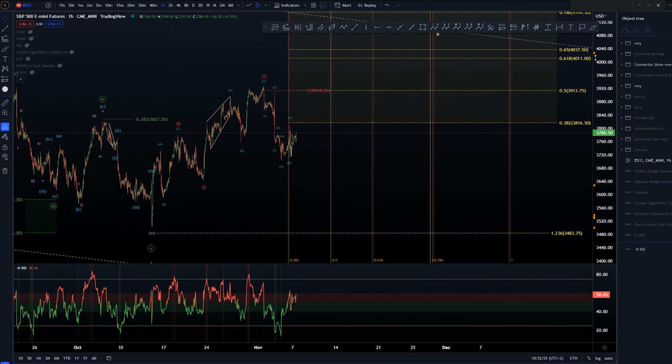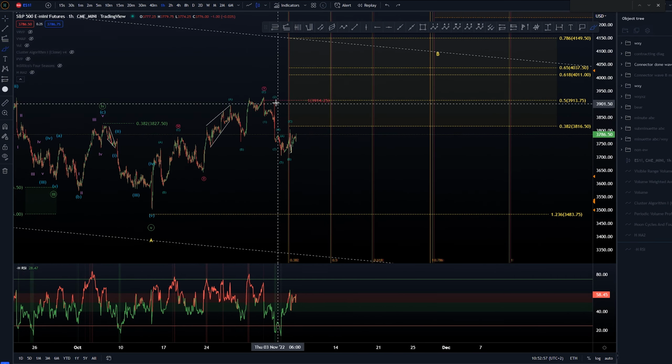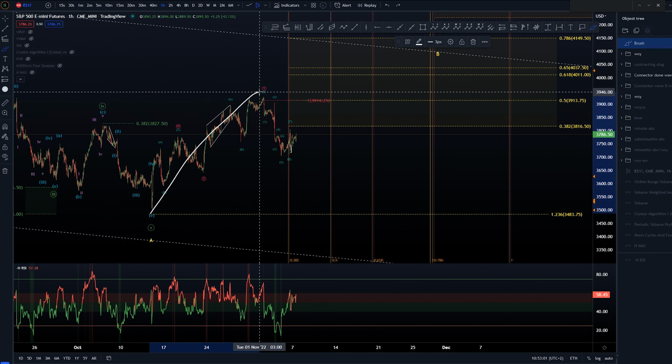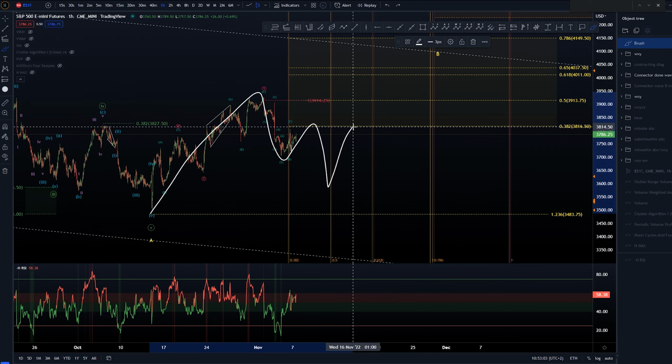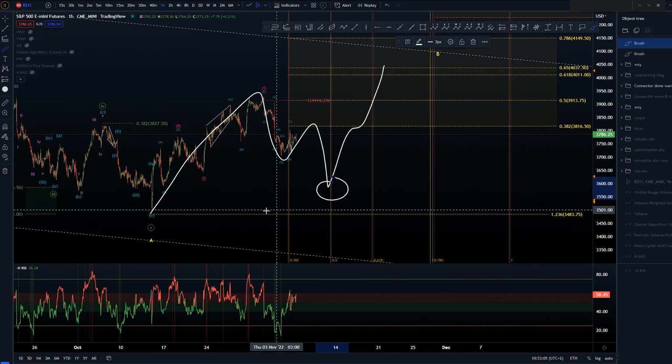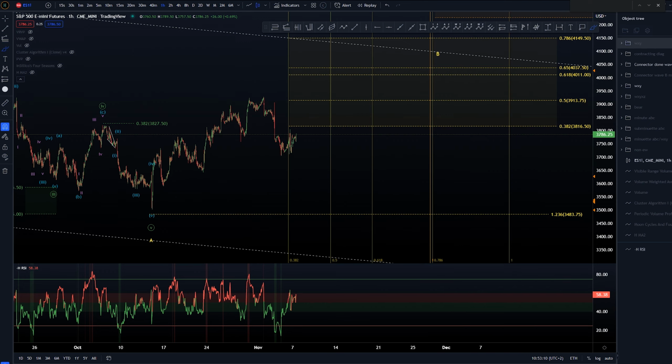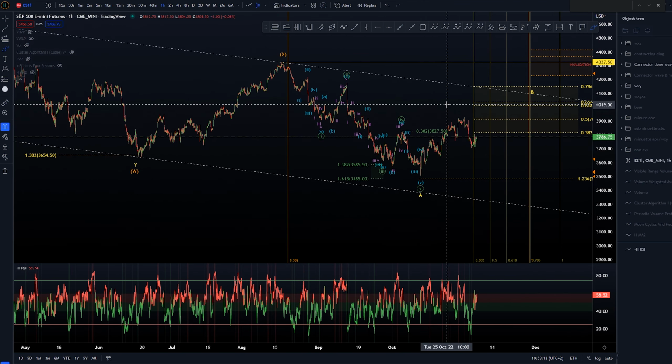And of course, this can still be part of this B wave. If the B wave is not complete yet, we could be creating this here as a three-wave move, another three-wave move, and then depending on how much we retrace here, we're going to be getting another move upwards. But that is one scenario.